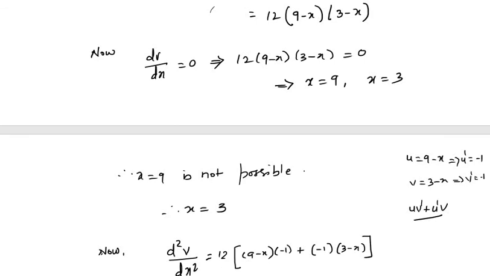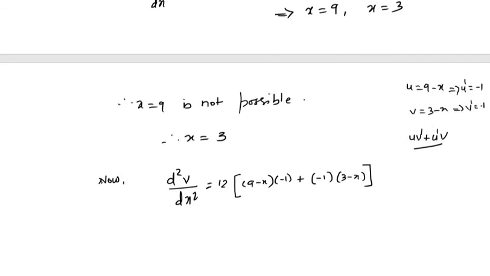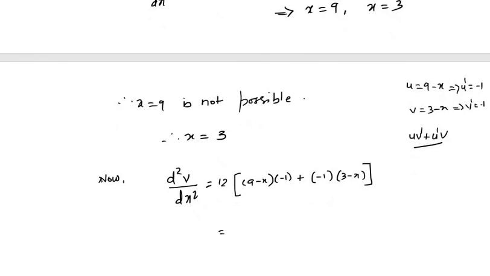See what you are getting. Next, that is 12. This will become 12 into 9 minus 9 plus x, if I multiply by minus 1, this becomes minus 9 plus x. Then minus 3 plus x. This is 12 into 2x minus 12. Again, this 2 also can be taken out. Therefore, 24 into x minus 6, I got.